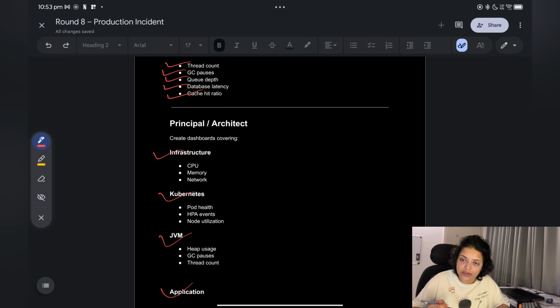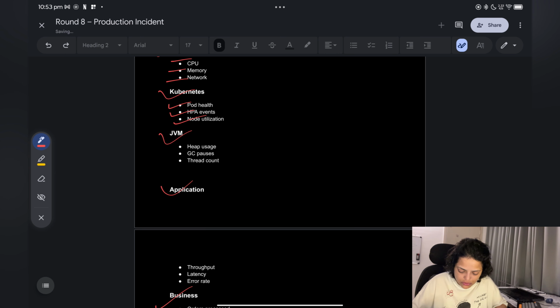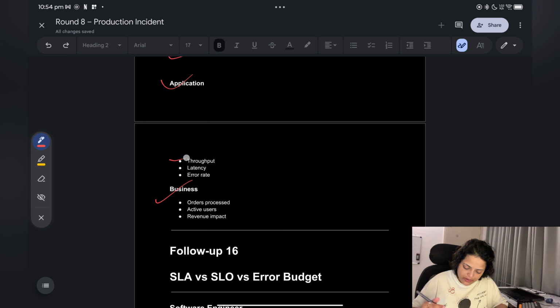So in infrastructure, he will capture CPU, memory, and network related things. And then Kubernetes, he will add pod health, HPA events, okay, horizontal pod autoscaling events, and then node utilization. JVM, so he will check the heap usage, GC pauses, and thread count. Okay, then at application level, he will check the throughput, latency, and error rate. And at business level, he will check orders processed, active users, and revenue impact.